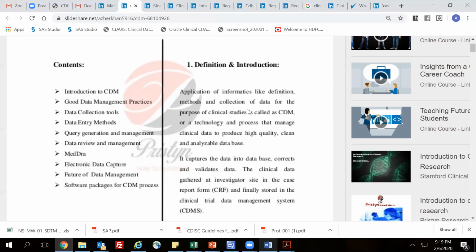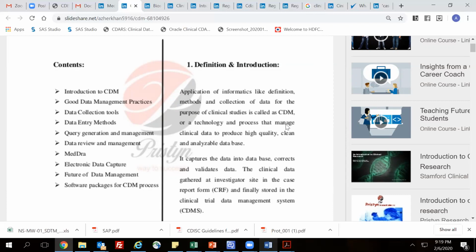So it's nothing but methods and collections of data for the purpose of clinical studies. Okay, that is nothing but called CDM. That's nothing but capturing the data, that's it. Or a technology and a process that manages clinical data to produce a high quality, clean and analyzable database.